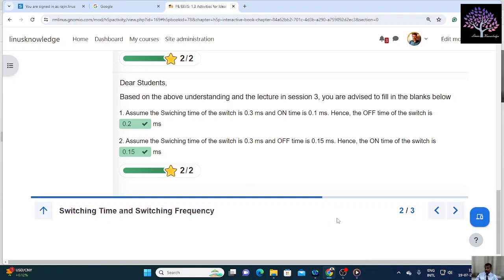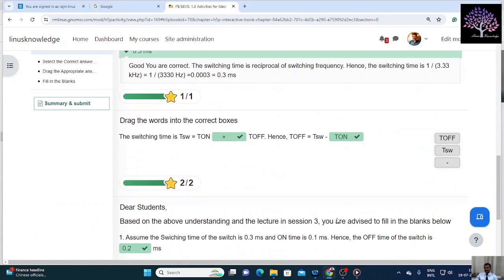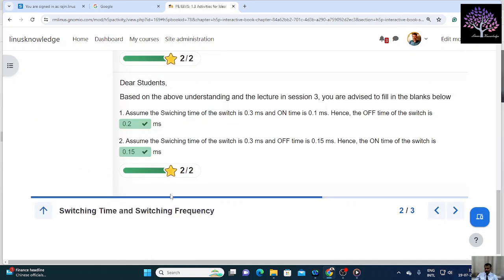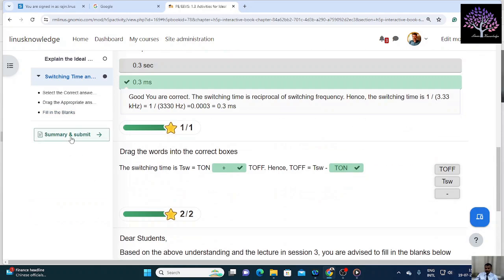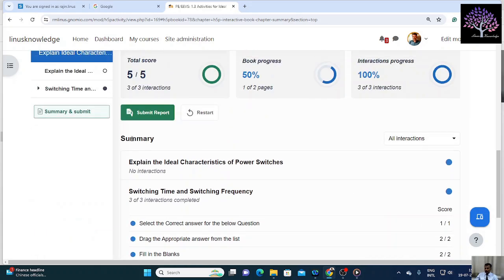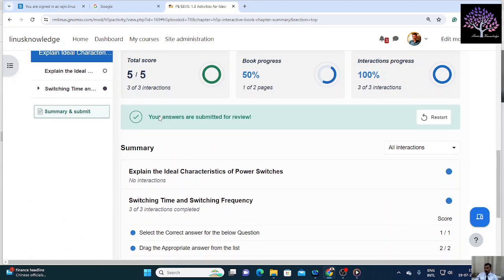Do not do this activity just for getting the points. Do it with real interest, it is like an activity. Then finally, after filling in all those things, you finish this summary and submit. You click this summary and you will see the total score out of 5. Book progress 50%, interaction progress 100%. So we have completed all those things and got 5 out of 5. You submit this report, and your answers are submitted. So this much activity, this much you should do.